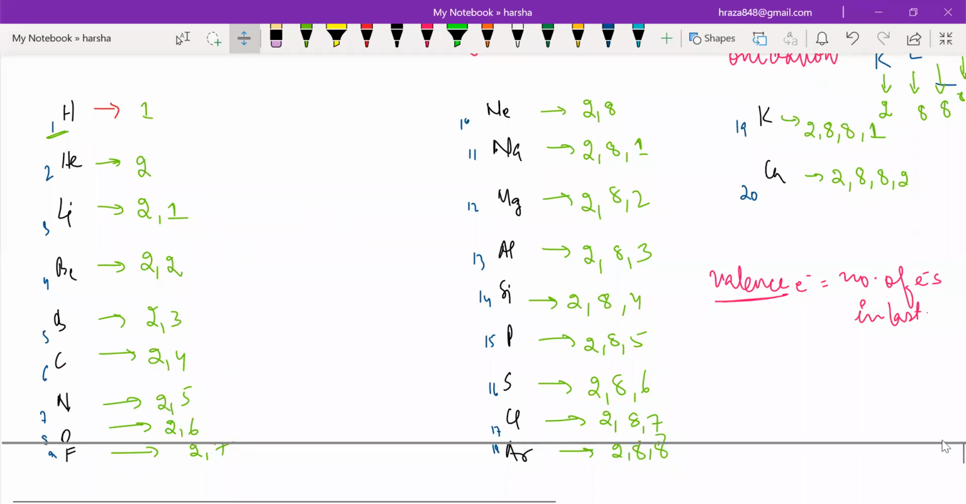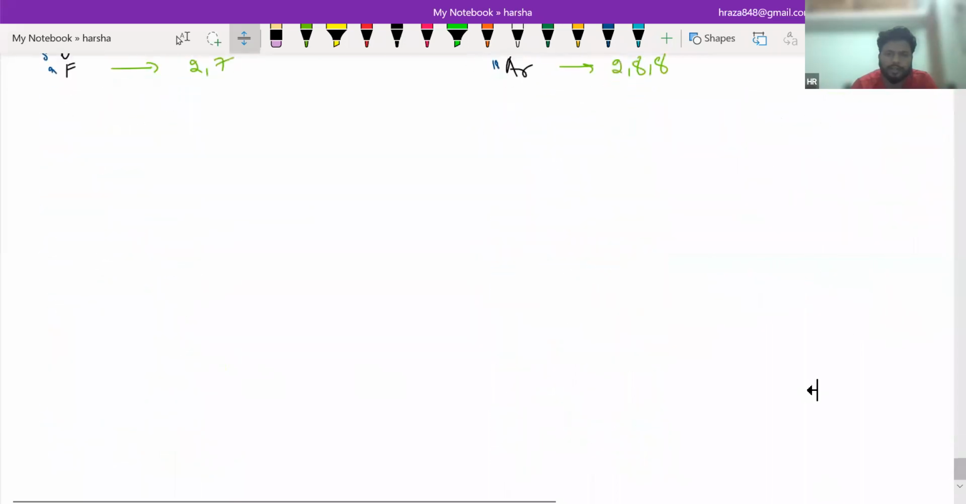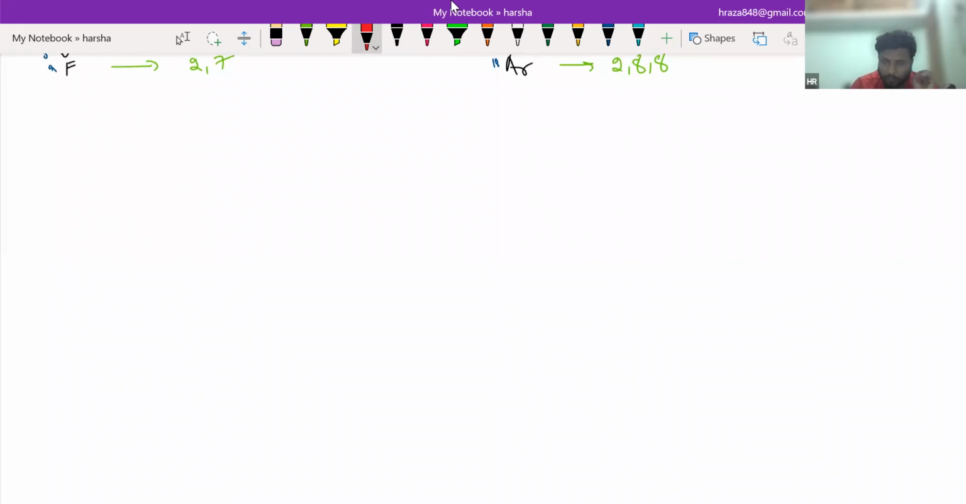Now see how we are going to find valency. You just have to remember it once in a life, and if you study chemistry regularly, it won't be needed to learn it again and again. It will be used so many times that you will remember it by heart. Nice. Now see.